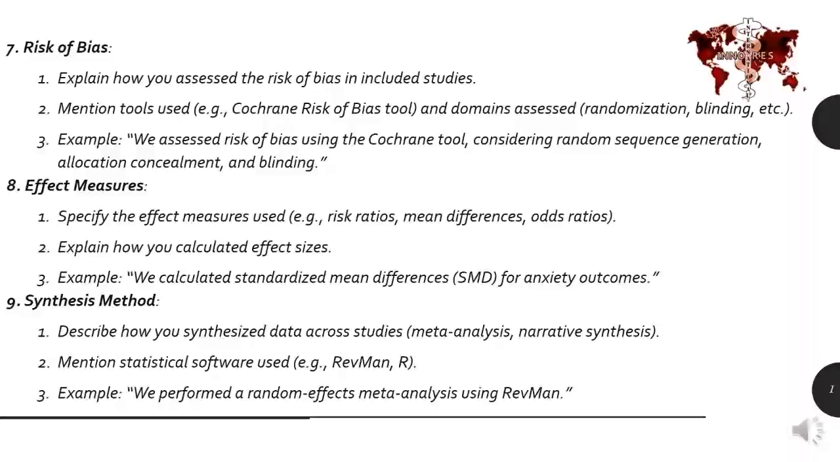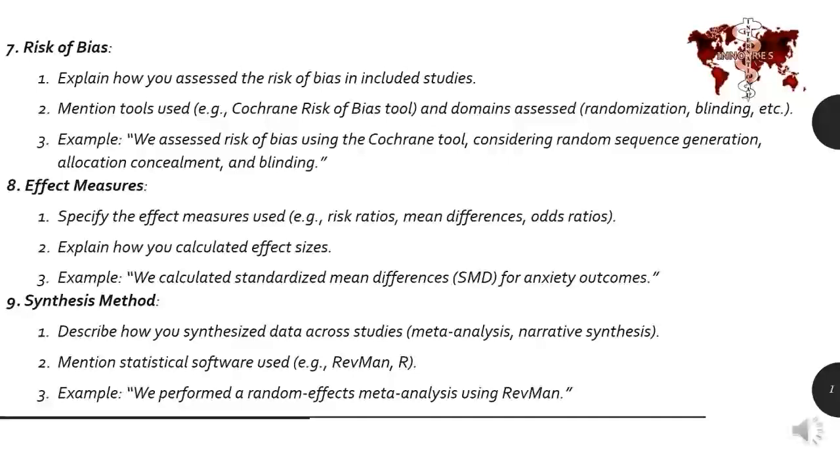So next we'll be talking about item 11, which is the study risk of bias assessment. So you have to explain how you assess the risk of bias in the included studies, and you have to clearly mention the tools used. There are several tools that could be used. It could have been the Cochrane risk of bias tool that was used. You also have to mention which domains were assessed.